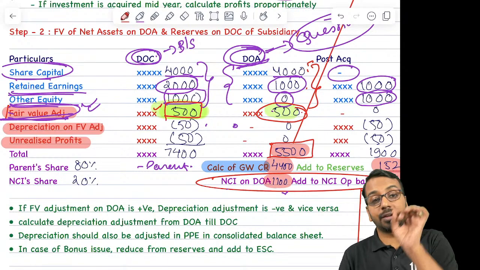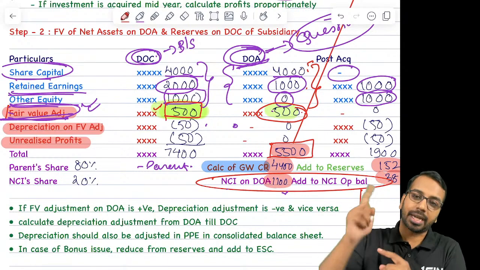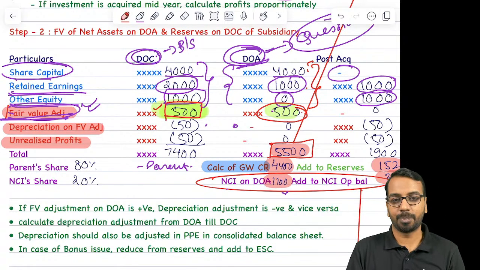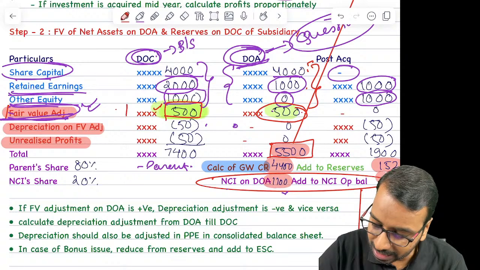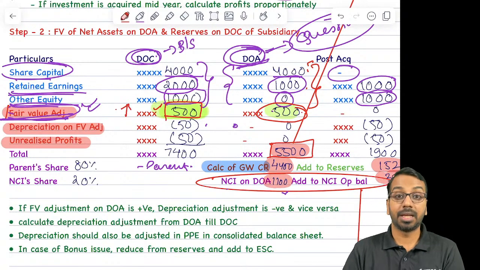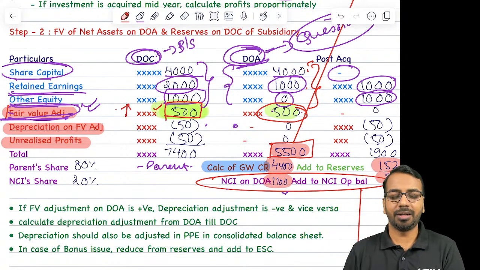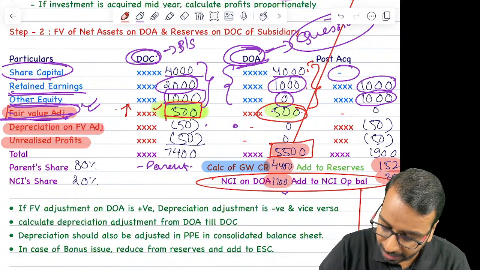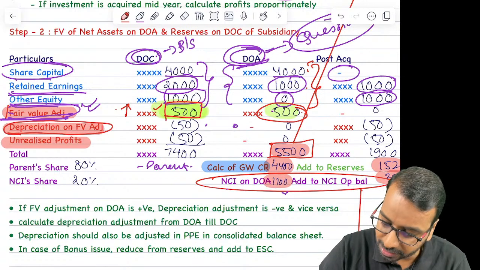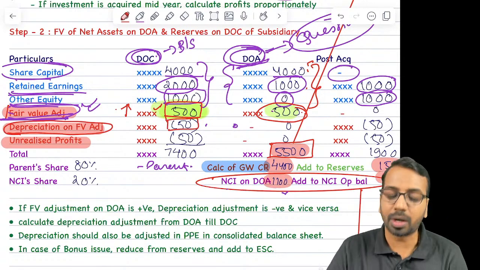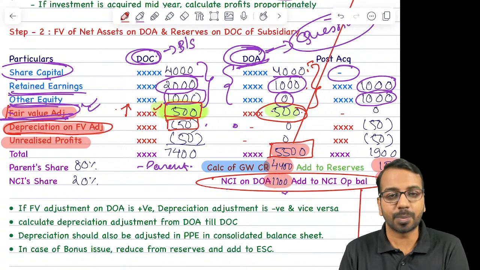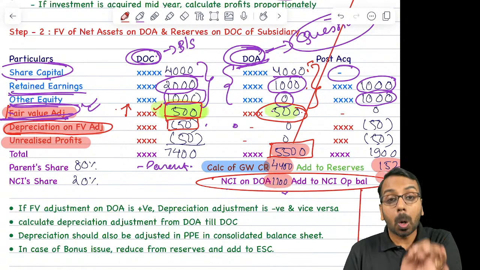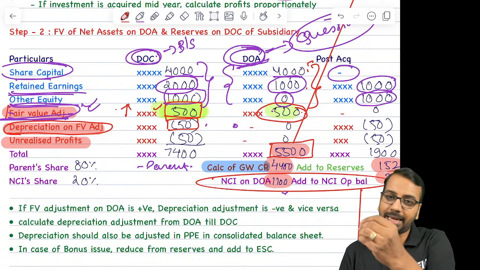Now whenever there is a fair value adjustment, the next thing that should strike your mind is additional depreciation or savings in depreciation. In our example, assets have gone up by 500. If assets have gone up by 500, the depreciation should also increase subsequently. So you have to calculate what the depreciation on fair value adjustment is subsequently. How to do that? Either they will give you a rate or you have to take the useful life and calculate the depreciation.